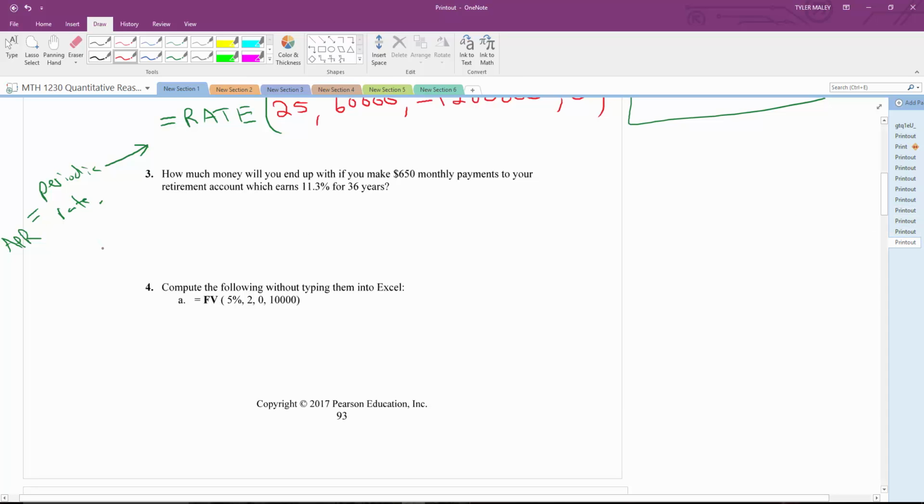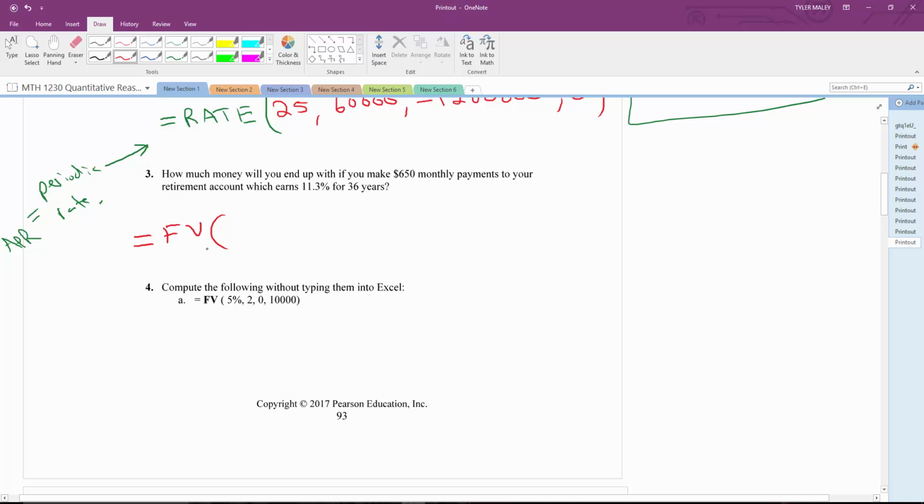All right, so number 3 says, how much money will you end up with if you make $650 monthly payments to your retirement account, which earns 11.3% for 36 years? So how much money will we end up with? That's asking for the future value.